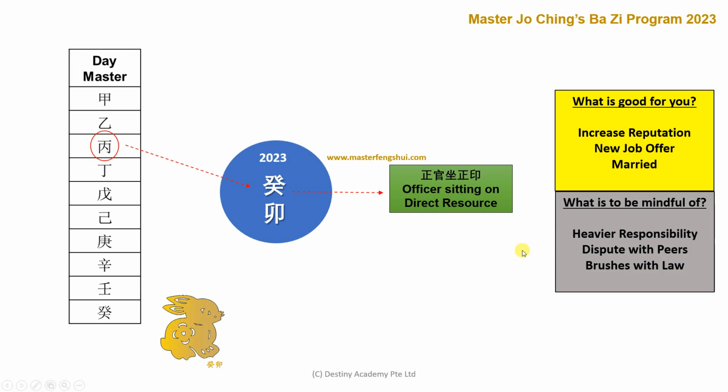What is to be mindful of? Going through this style of luck, when you have a promotion or a new job offer, it comes with heavier responsibility. That could sometimes lead to an increase in your stress level. Some people may like it, but some people may not. You may have disputes with peers. You may also have brushes with the law. That is because this is officer, and if you don't like officer, it may lead to this type of problem. Brushes with your officer also means some problem with your bosses. Just take note.